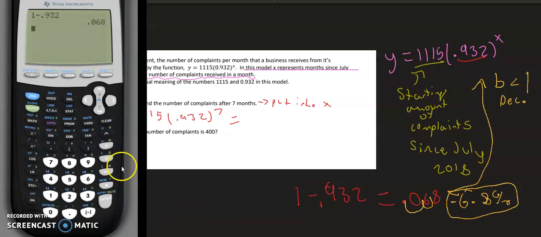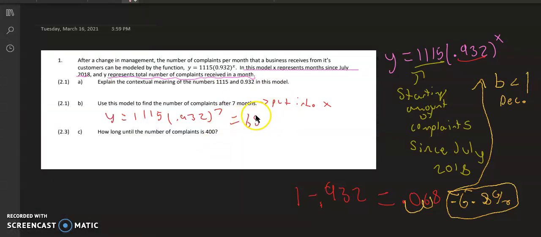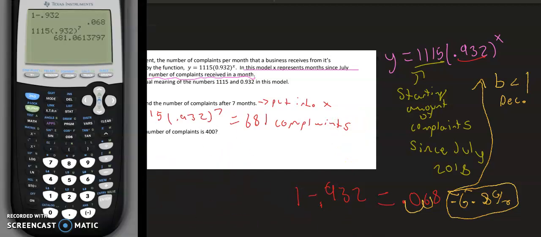So let me pull up my calculator again. 1115 times 0.932 to the power of 7. And we get 681 complaints. And you may ask, oh, why isn't it this decimal? Well, you can't have a decimal amount of complaints because that would be weird.